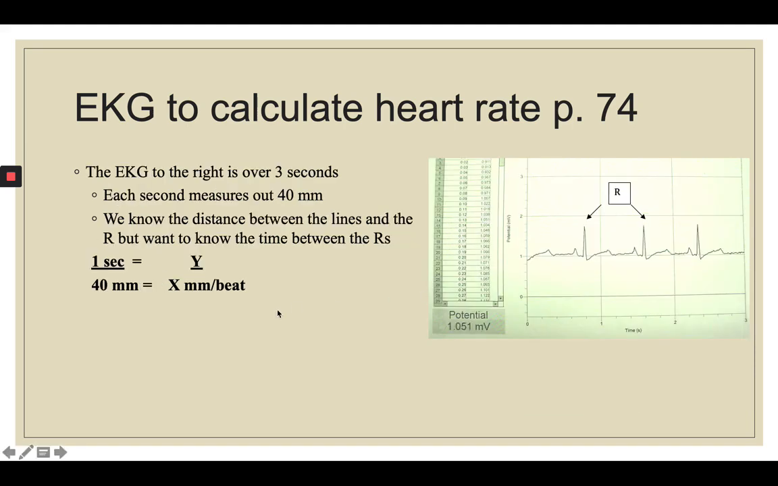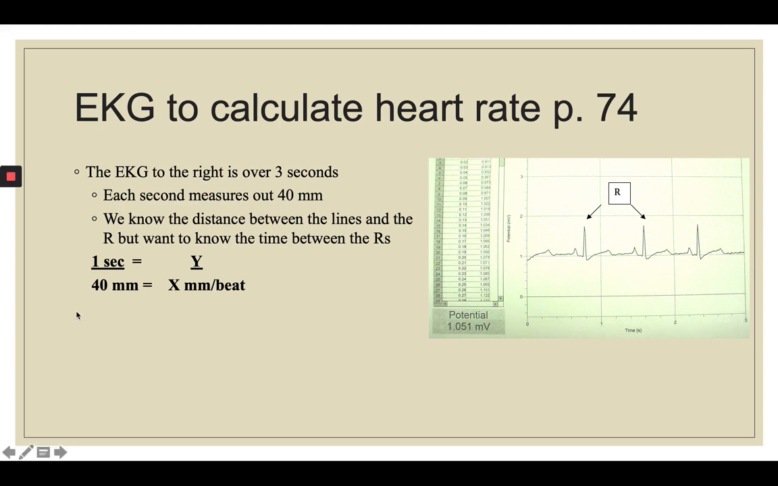So this EKG, again, is over 3 seconds. If you were to measure from 0 to 1, or 1 to 2, or 2 to 3, it would be 40 millimeters total. And that is a constant we use for all of our examples in this whole class. So we know the distance between 0 and 1 seconds is 40 millimeters, and we know the distance between our R peaks, we just measured that. But what we want to know is how can we convert millimeters basically to beats per minute.